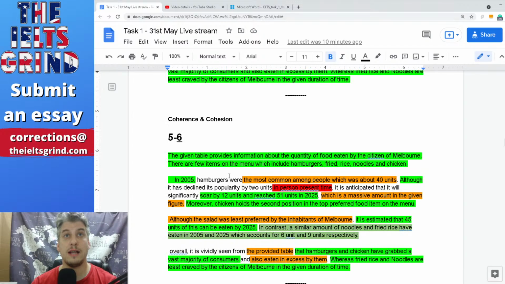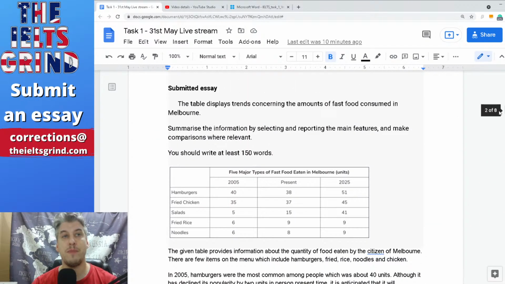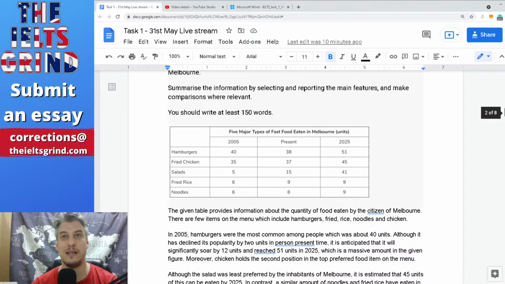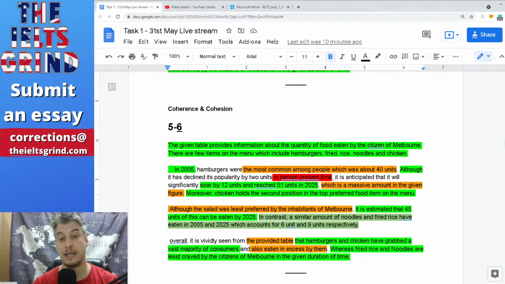Let's move on and talk about the coherence and cohesion. Okay, so remember, we are looking at this task. You may know this one, you may have seen it somewhere. It's about fast food in Melbourne, Australia. But we're moving on to talk about coherence and cohesion now. What we're trying to do here is to see how well the ideas fit together and how easy it is to follow what's being said.